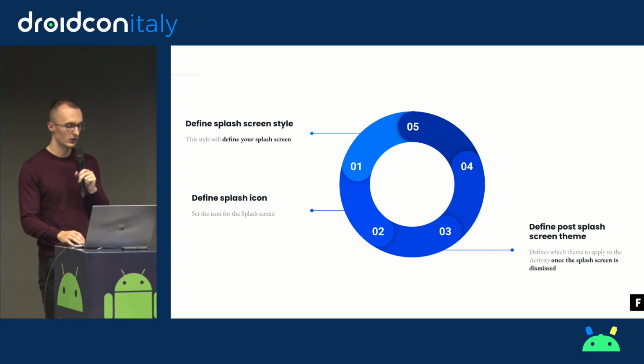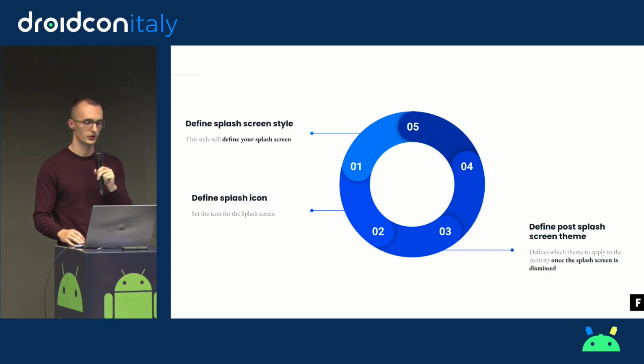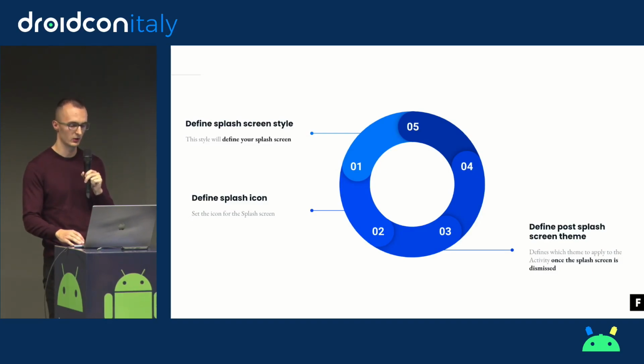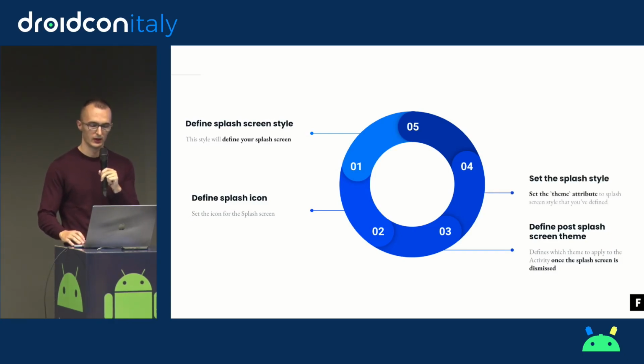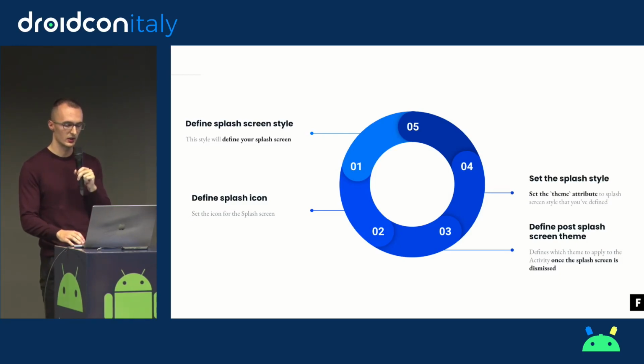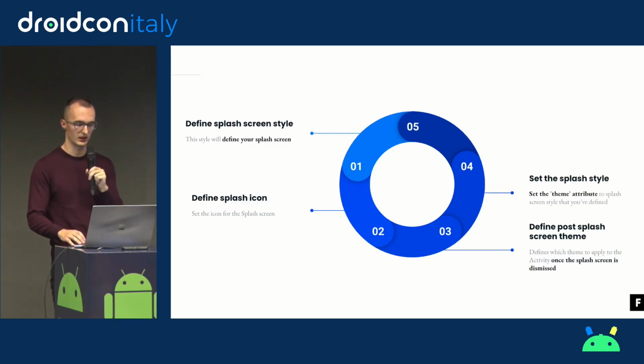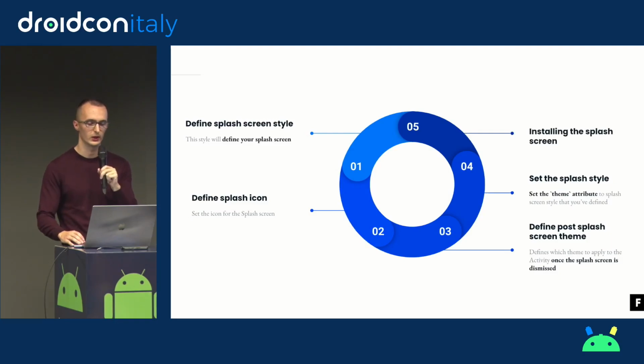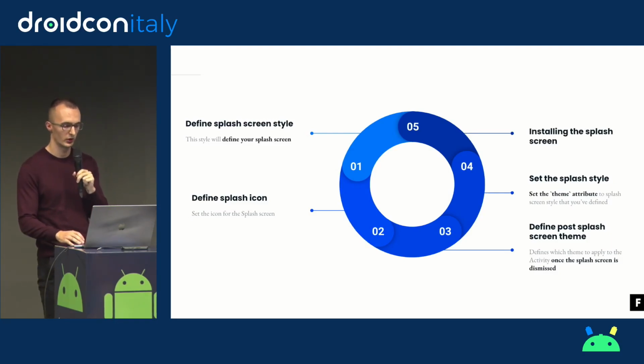So in the step 1, we define a style for our splash screen. So this is a style that will be applied only to the splash screen. When the splash screen is dismissed, we no longer want to use this style. So that's why we need to define which style do we want to use after the splash screen is dismissed. Then we need to set the splash style to the initial activity of our application. And finally, we need to install the splash screen. We are going to see what this means.